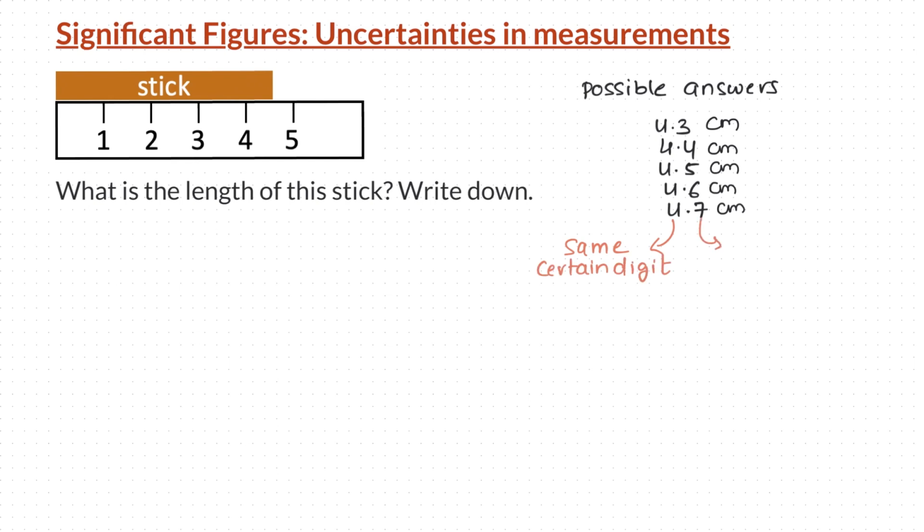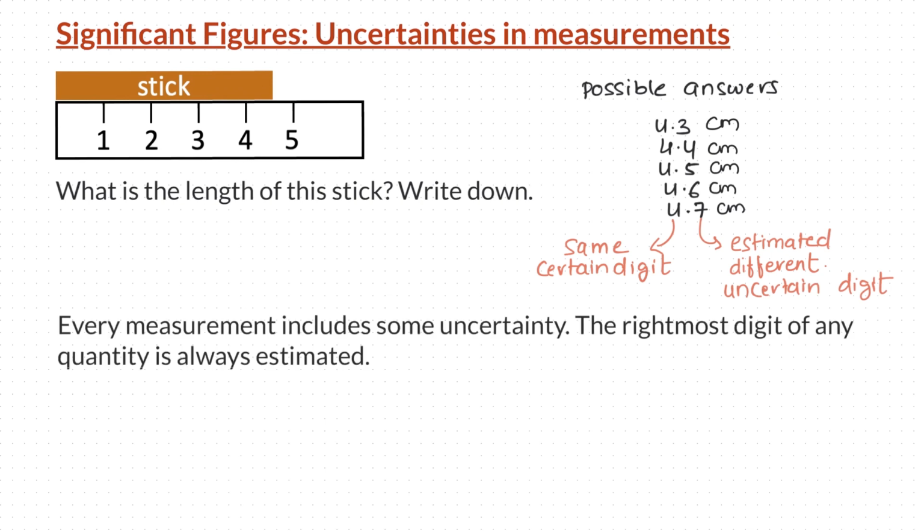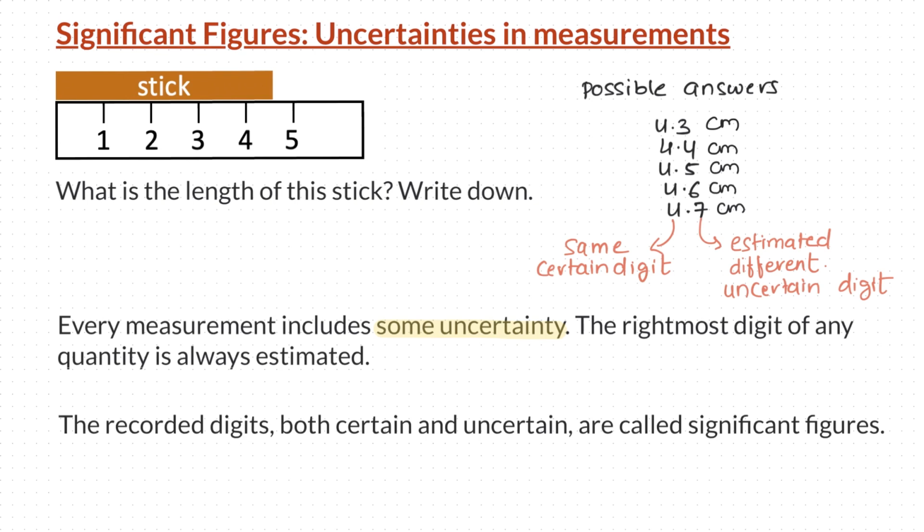The second number in the measurement, that is the rightmost digit, is an estimated number and therefore varies depending on who is making the measurement. This number is usually referred to as the uncertain digit. Therefore, we can say that every measurement includes some amount of uncertainty associated with it. The rightmost digit of any measurement is always estimated. It is customary to write only one estimated digit. All the recorded digits, both certain and uncertain, are called significant figures. Therefore, the number of significant figures for this measurement is 2.